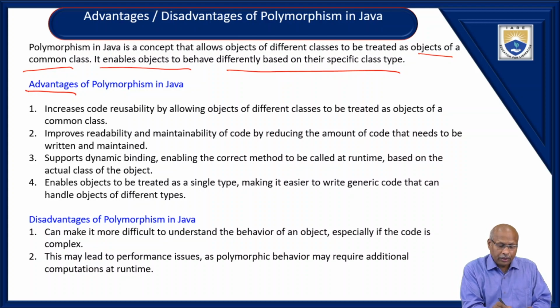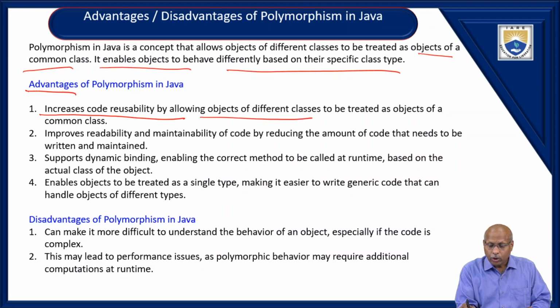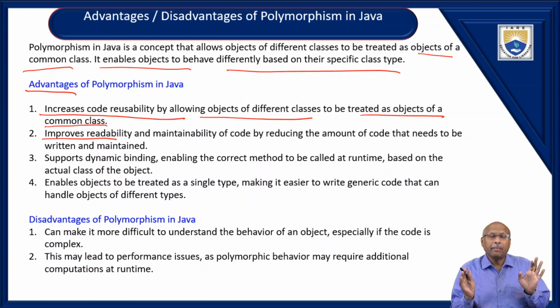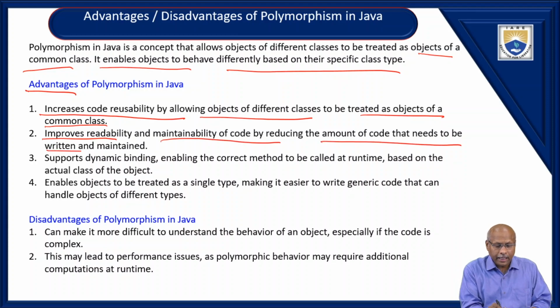It increases the code reusability by allowing objects of different classes to be treated as objects of a common class. So automatically it increases the code reusability. Second, it improves the readability. So the same name I will read, but my task will be different. So it improves the readability and maintainability by reducing the amount of code that needs to be written and maintained.